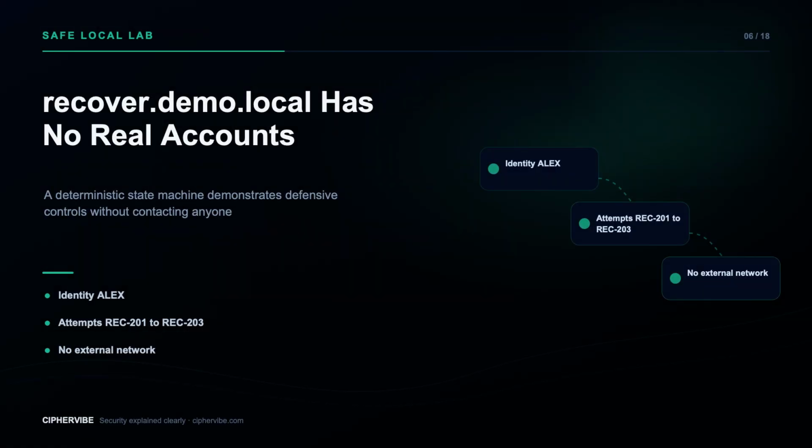The lab uses the fictional identity Alex and 3 pre-computed recovery attempts. It contains no real password, one-time code, phone number, mailbox, carrier identity provider, or help desk. The simulator only moves between deny, delay, review, recovered, and revoked states based on synthetic evidence.